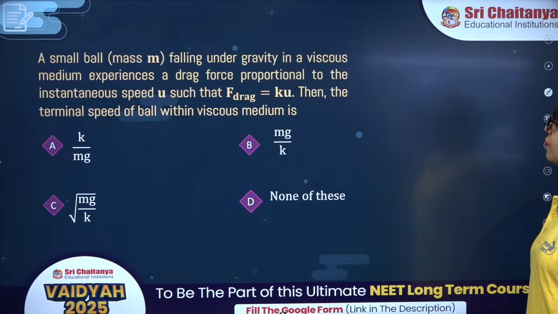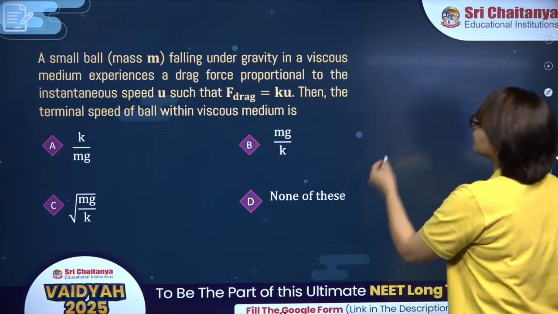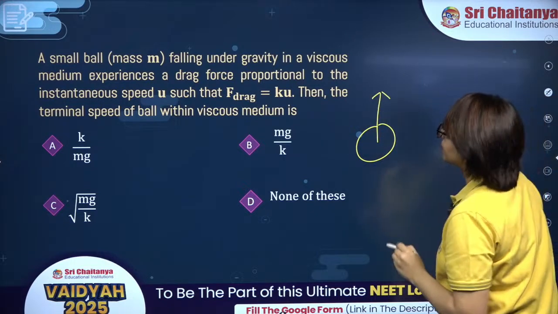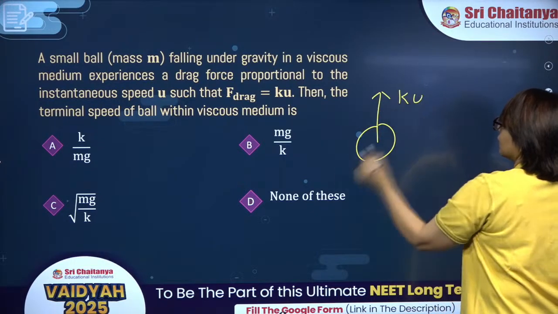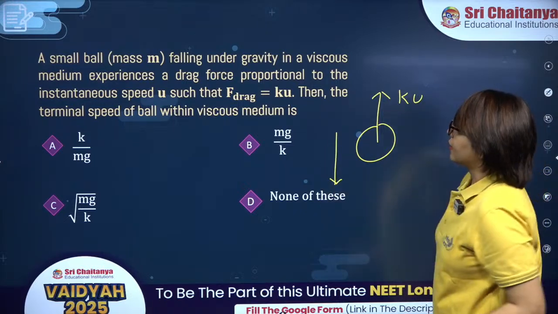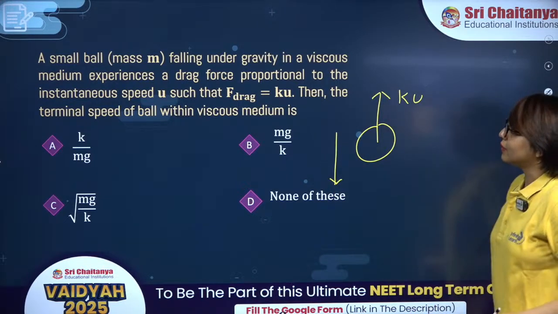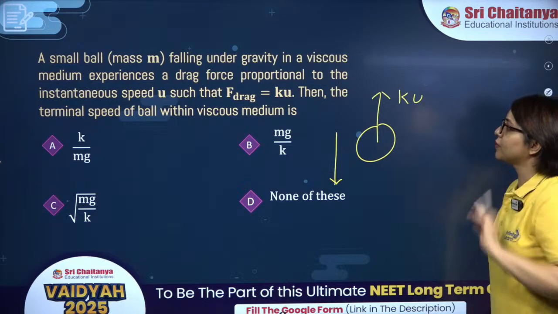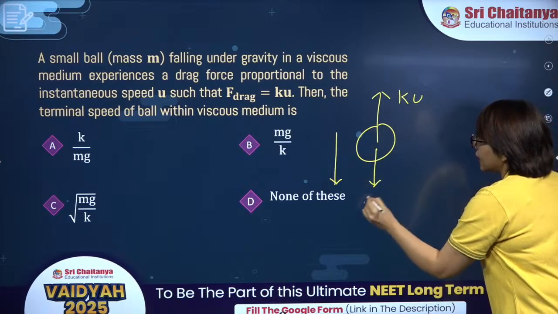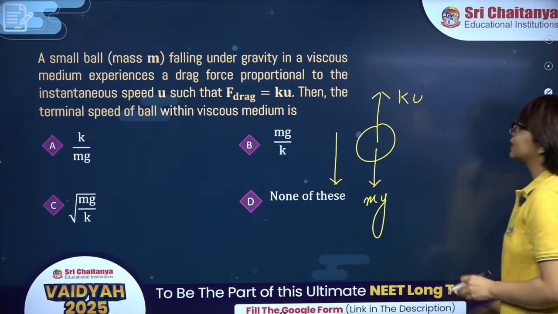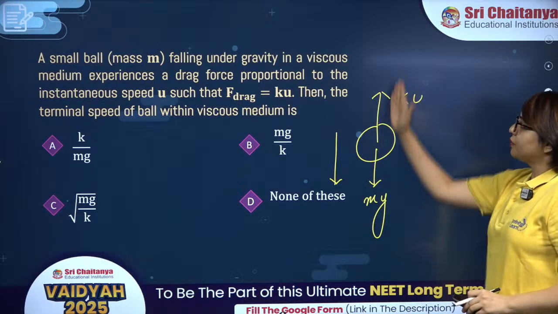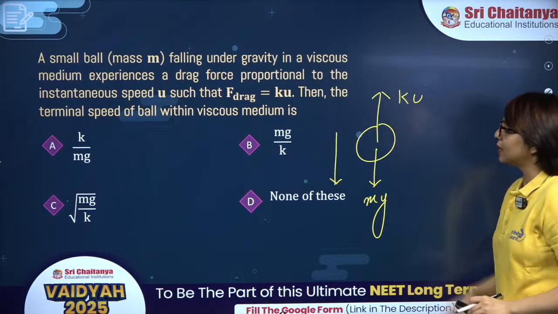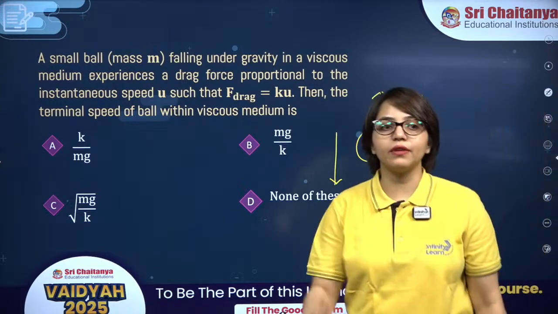A small ball falling under gravity in a viscous medium experiences a drag force which is proportional to the speed. Then the terminal speed of the ball within the viscous medium is, it is from mechanical properties of fluid. So it is going down, mg force is acting downwards, Ku, the viscous drag, is acting up, but along with these two forces there will be one more force.